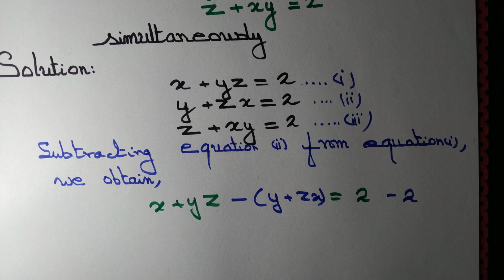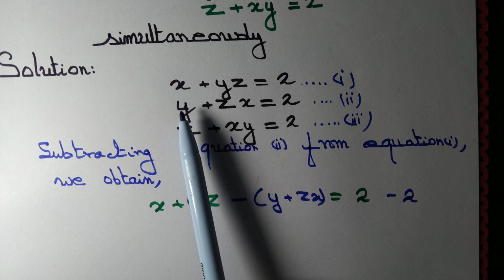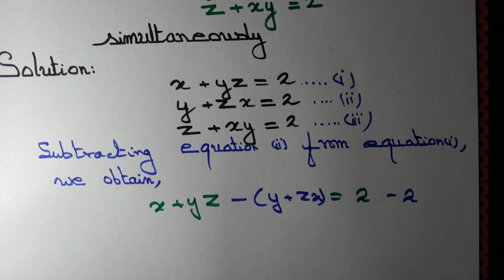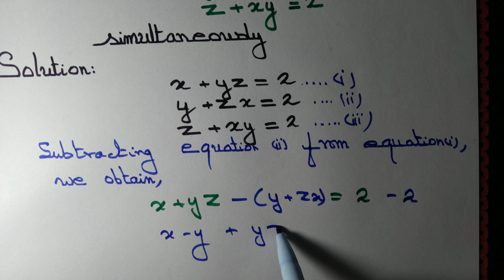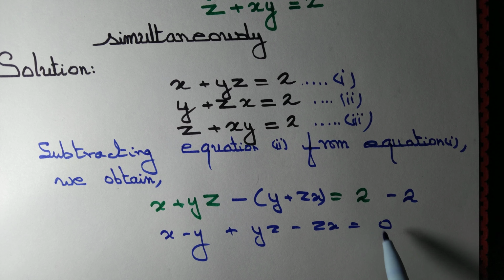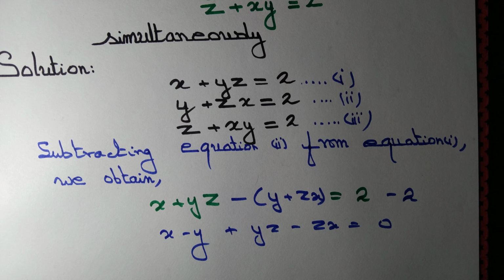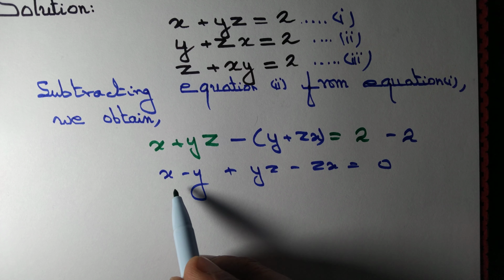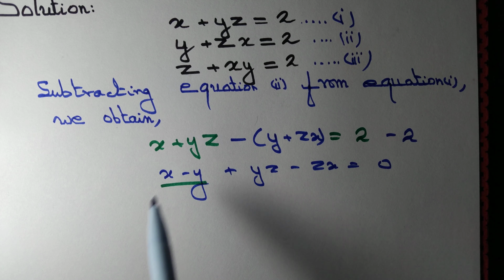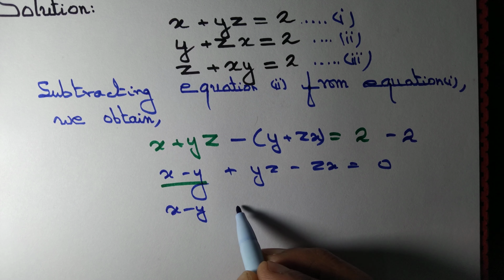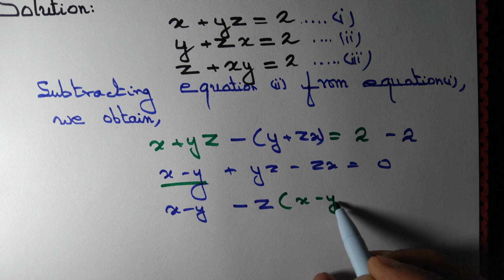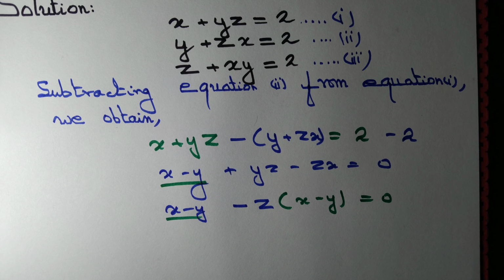Now why do we subtract equation 2 from 1? Because x minus y, you see that it's somewhat symmetric. We will get x minus y. And not only that, you see that yz minus zx, if you take z common, you will again get x minus y. Let's do it. So we have x minus y common. And we take minus z common. We're again obtaining x minus y equal to 0 as it is.